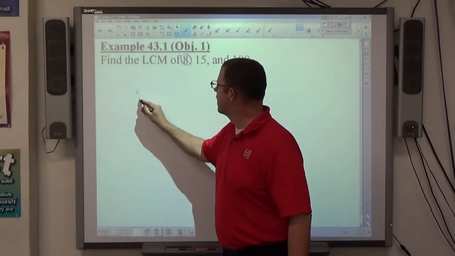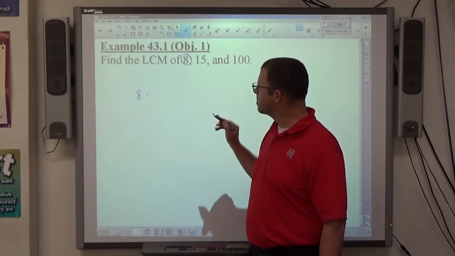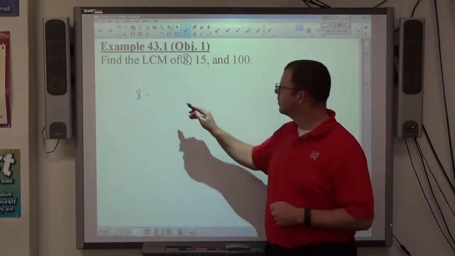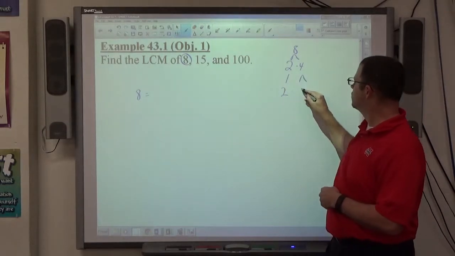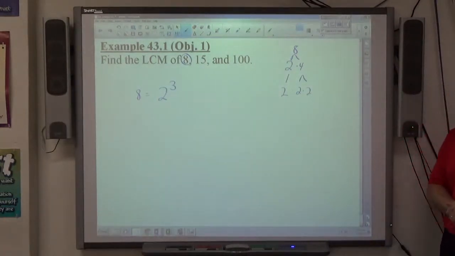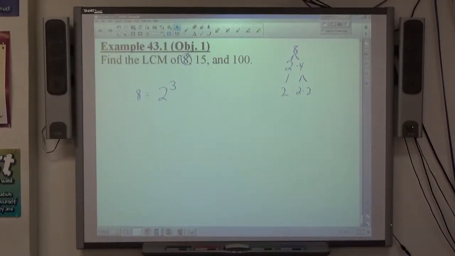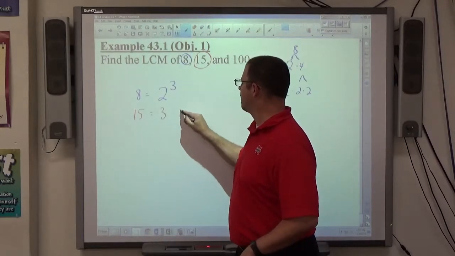We've got 8. If I did 8 as a prime power factorization, what times what times what makes 8? 2 times 4, and then 4 is 2 times 2. So 8 equals 2 to the 3rd power. I don't have a 3. And then if we look at 15, how can we make 15 happen? 5 times 3, perfect. So 15, our second number, is 3 times 5, and they're both to the 1st power.